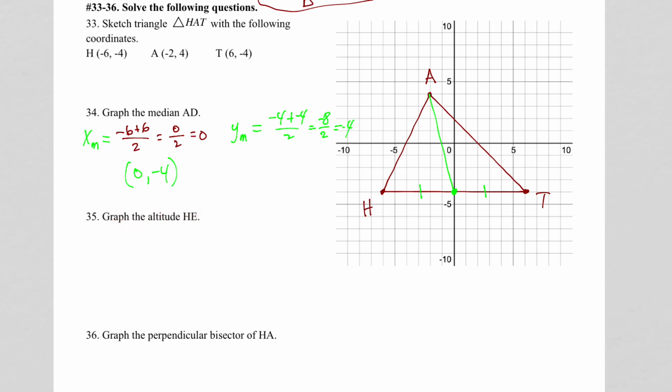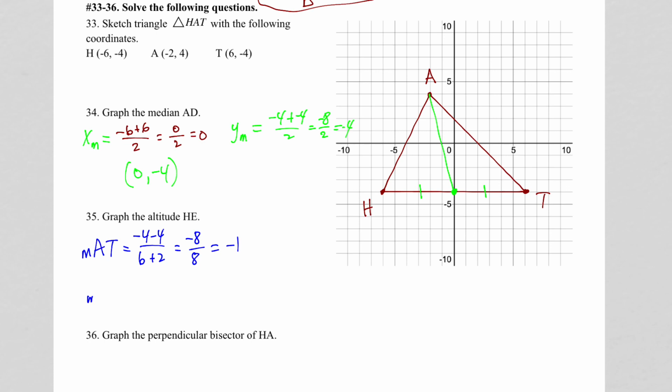Graph the altitude HE. So here's H, so E is going to be over here. And I need to hit this at a right angle. So I need to know the slope of AT, so I know the slope that's perpendicular to it. The slope of AT is y2 minus y1 over x2 minus x1: negative 4 minus 4 over 6 minus negative 2, which is 6 plus 2. This turns into negative 8 over 8, which is negative 1.